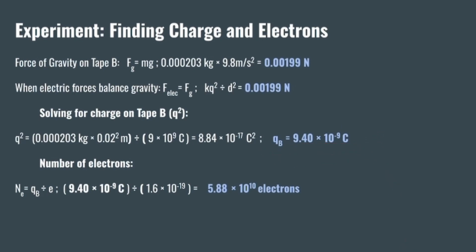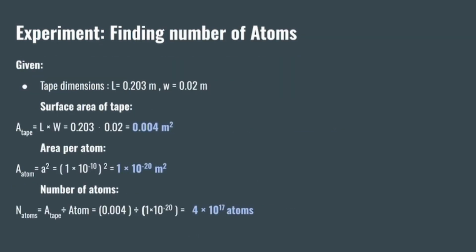In order to find the number of electrons, you just divide the charge of B by the electron constant. And we have this. Next we find the number of atoms on the tape. First we take the dimensions of the tape, we find its surface area, and then after we have the area of the tape, we divide it by the atom constant, and we have this many atoms on this amount of tape.